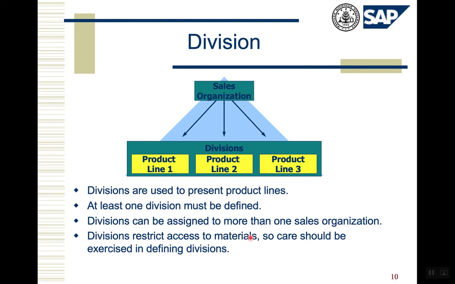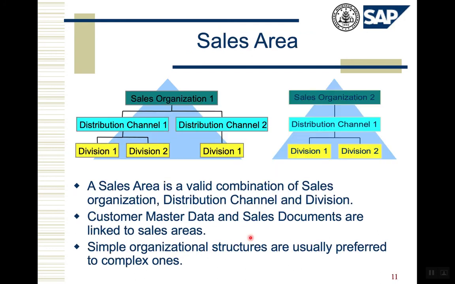A division is really around the idea of product lines. You need at least one division. Divisions can be assigned to more than one sales organization, and it controls our access to the materials. One division can have multiple product lines, and you don't cross the lines. The sales area is where we take all this stuff and collect it all together. It's a combination of the sales org, the distribution channel, and the division. Your master data and sales documents, all the stuff that defines your customers and what they buy, are linked to the sales areas.